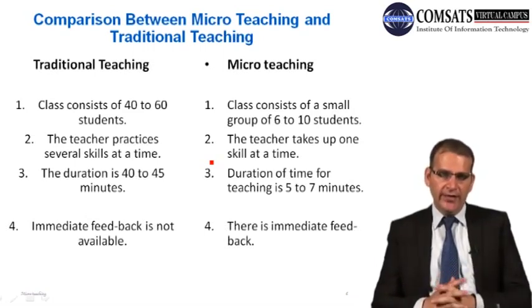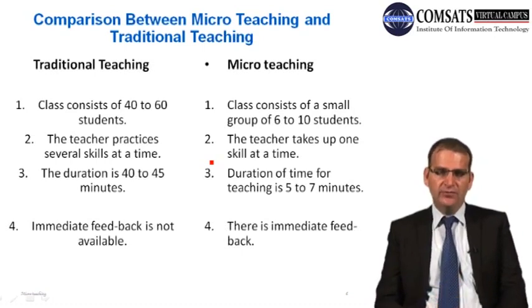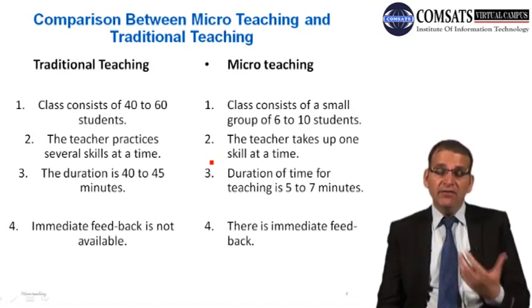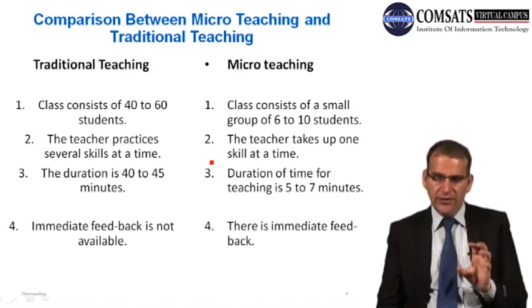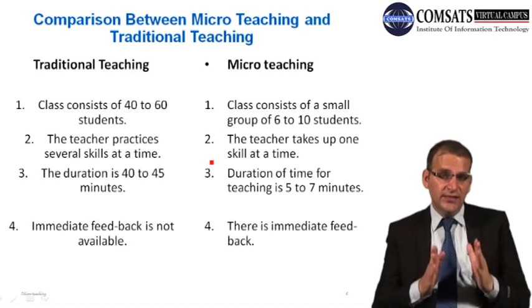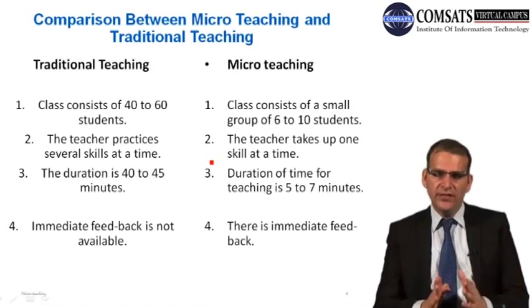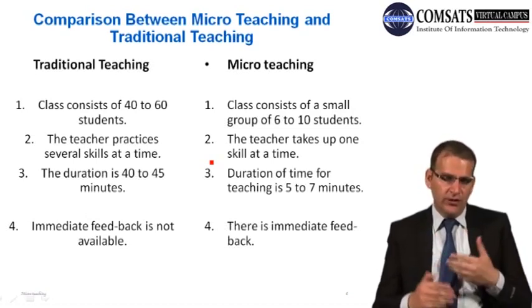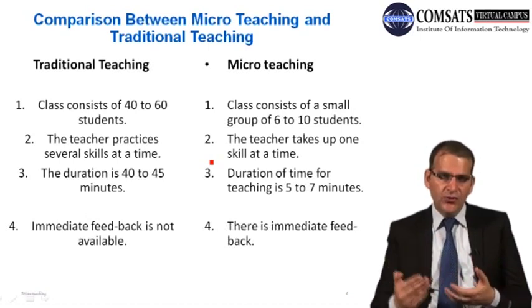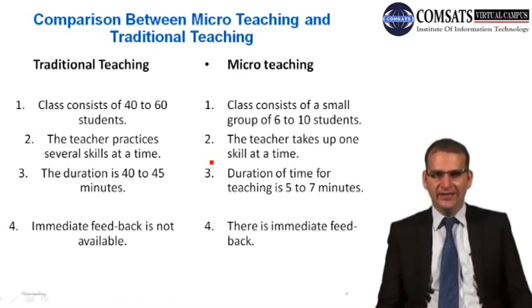The next point is that immediate feedback is not available in traditional teaching. You cannot have quick feedback, right? And even when feedback comes, it is only sometimes, because nobody is there to evaluate you. Whereas in micro teaching, there is immediate feedback because you teach under the supervision of somebody, and that somebody monitors you, evaluates you, and then gives the feedback. I hope you understand. Clear?